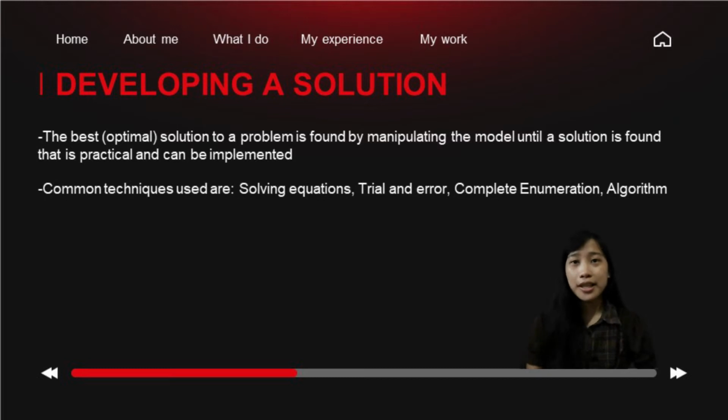Next is developing a solution. The best or optimal solution to a problem is found by manipulating the model until a solution is found that is practical and can be implemented. Common techniques used are solving equations and trial and error. Trial and error is a fundamental method of problem solving characterized by repeated, varied attempts which are continued until success. Next is complete enumeration, which is trying all possible values. And next is the algorithm, which is a series of repeating steps to reach a solution.